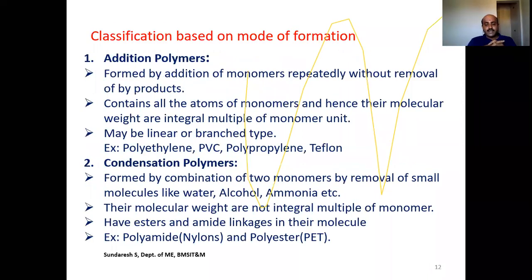Then the next classification is classification based on the mode of formation. There are two types here. We have addition polymers and condensation polymers.